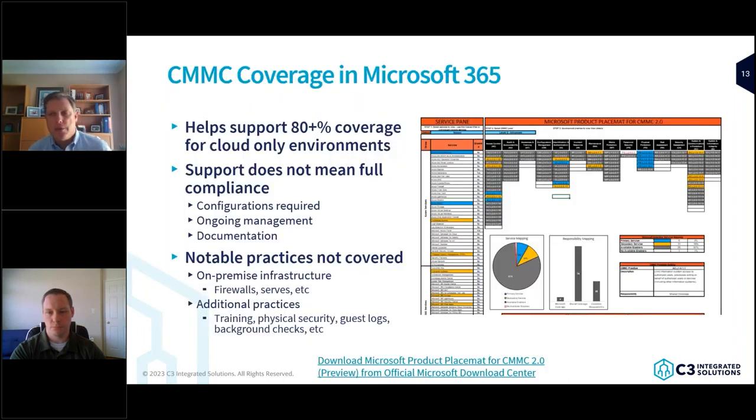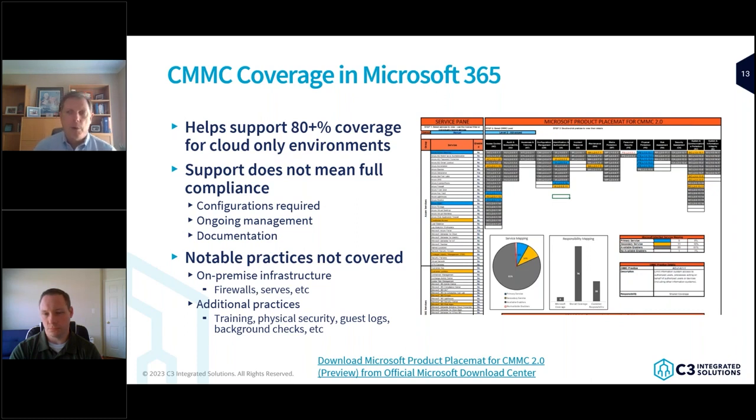Now, when we look at how Microsoft 365 can support CMMC, a really helpful tool is the CMMC placemat. And again, the link will be on the slides that we provide. It's a really helpful tool to cross-reference how various capabilities can support individual controls around NIST 800-171. Now, while Microsoft can help support over 80% of the coverage in cloud-only environments, coverage doesn't necessarily mean compliance. The capability is there, but there still may be configurations required to that service. There's certainly ongoing management and administration that's required, and there's generally documentation around policies and procedures that are also going to be required to be fully compliant with an individual control.